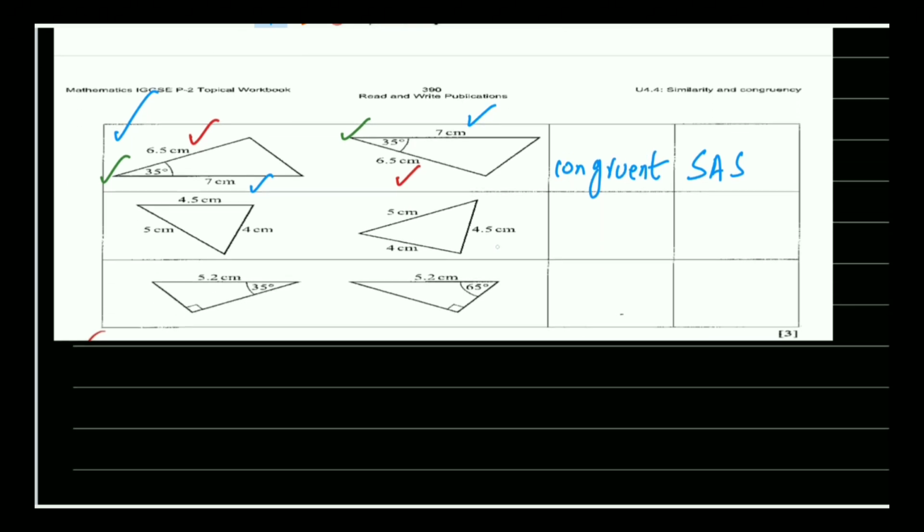Second, you can see one side is 4.5, the second side is 4 centimeters, the third side is 5 centimeters. So you can write here that these two triangles are congruent with SSS. What is the SSS property? That all three sides should be the same, and it is given that they are the same. Third, you can see one side is 5.2, another is 90, but one angle is different, it is 65 and it is 35. It means that they are not congruent, so you will write here there is no property and you will write not congruent.